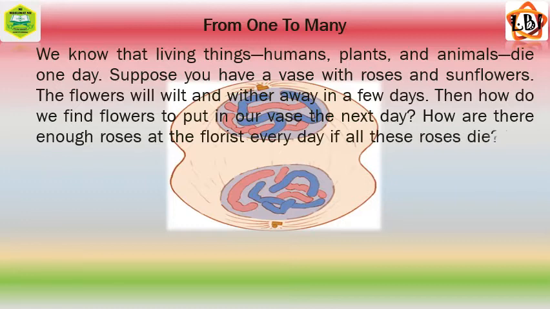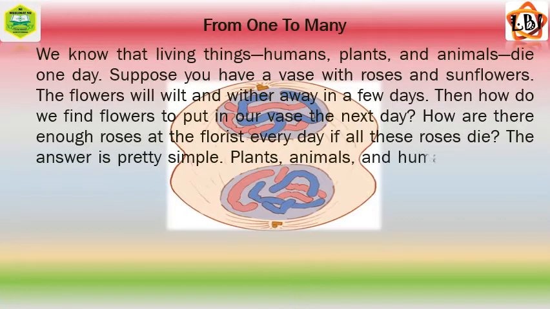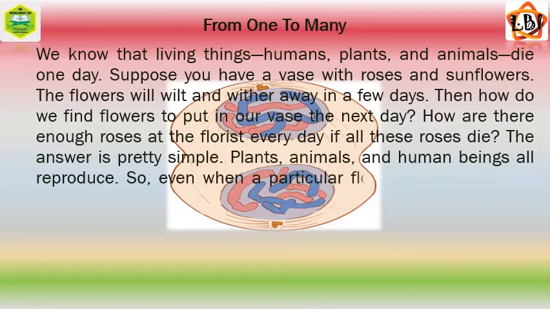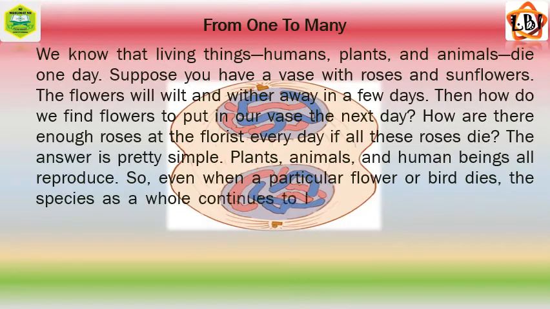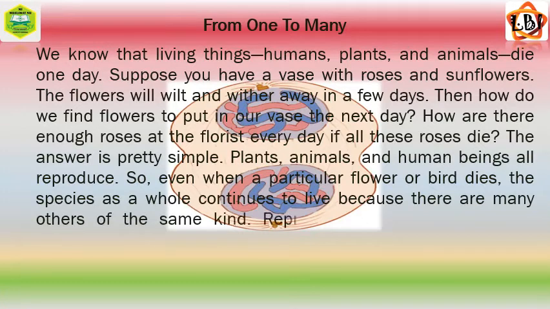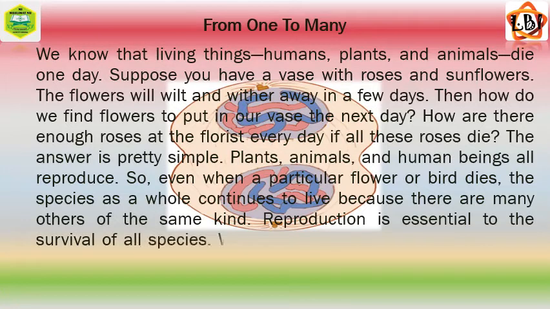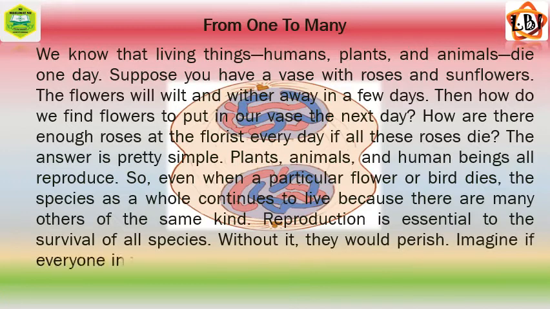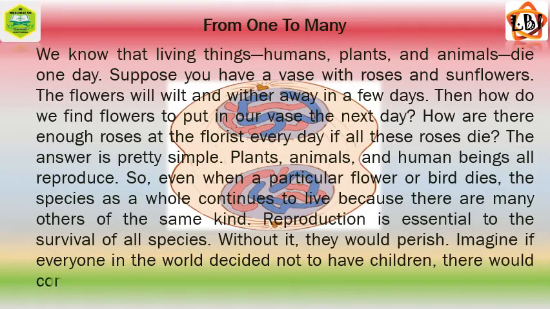The answer is pretty simple. Plants, animals and human beings all reproduce. So, even when a particular flower or bird dies, the species as a whole continues to live because there are many others of the same kind. Reproduction is essential to the survival of all species. Without it, they would perish. Imagine if everyone in the world decided not to have children. There would come a time when no human beings are left on Earth.